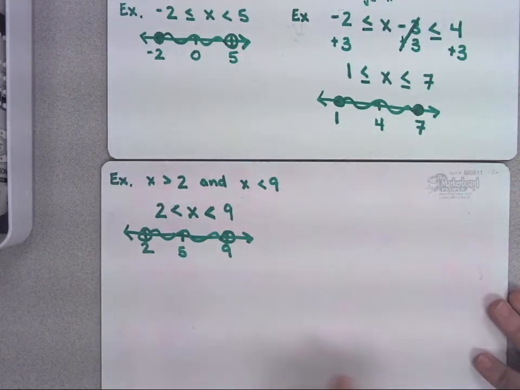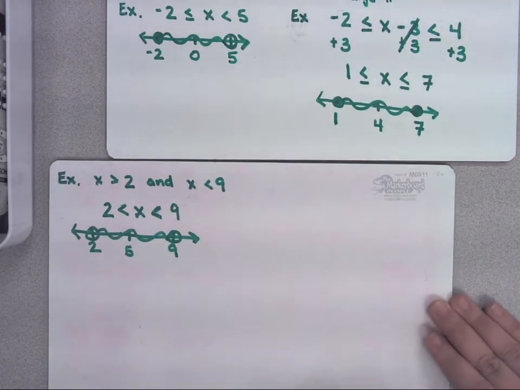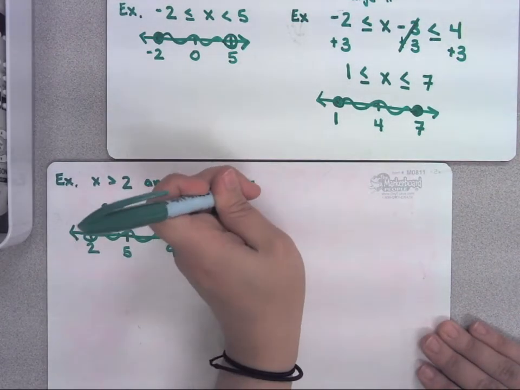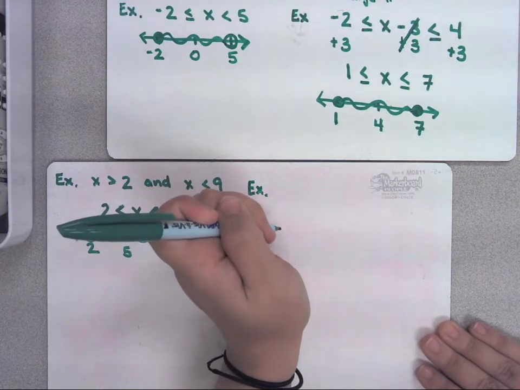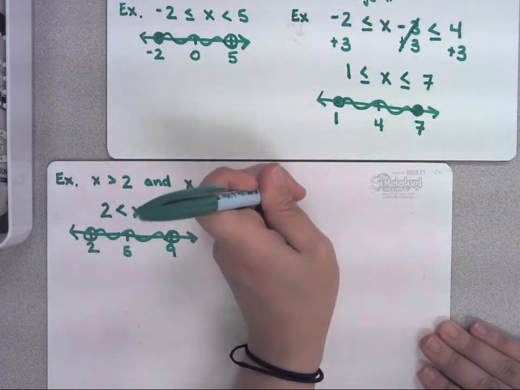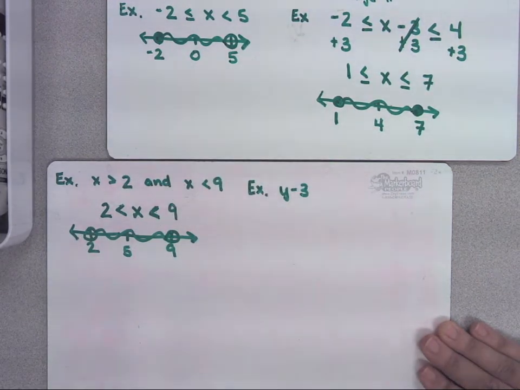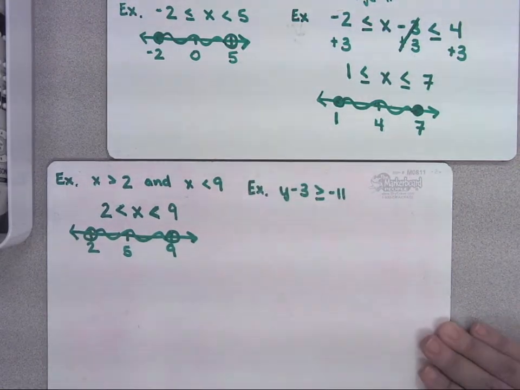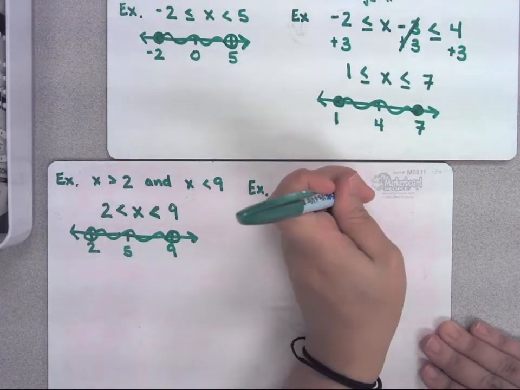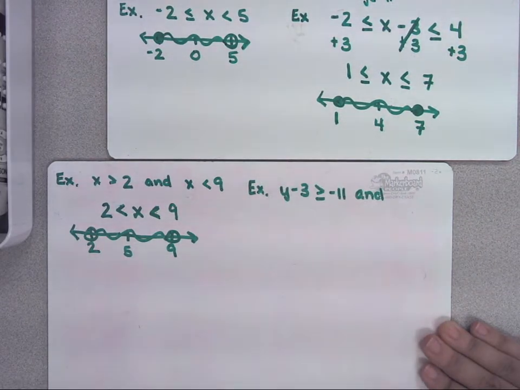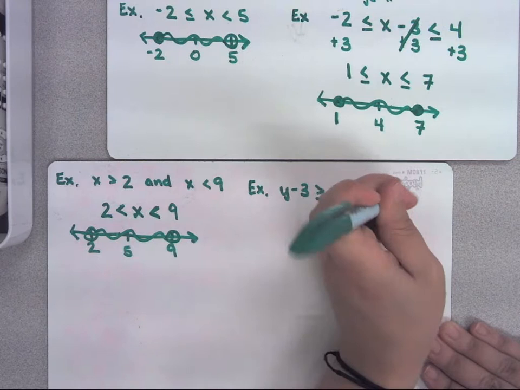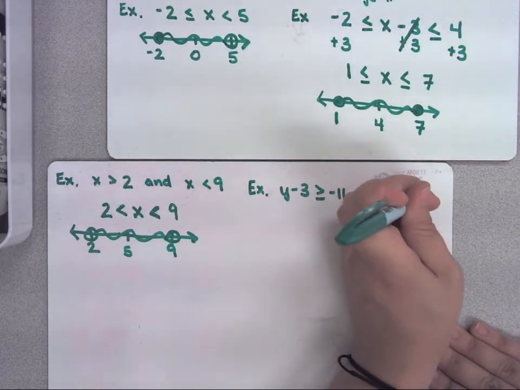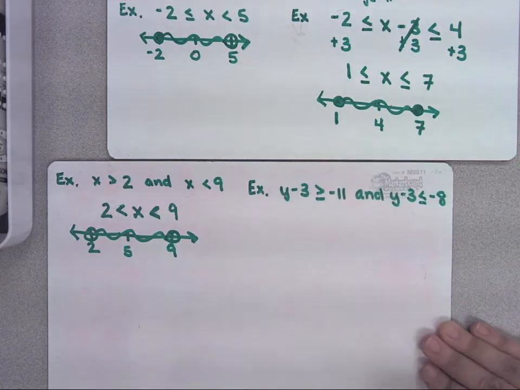Okay, let's try one of these where we actually have to do the math. And you know what they're going to do? They're going to change the variable on us. Now it's going to be a y. So how about y minus 3 is greater than or equal to negative 11, and y minus 3 is less than or equal to negative 8.